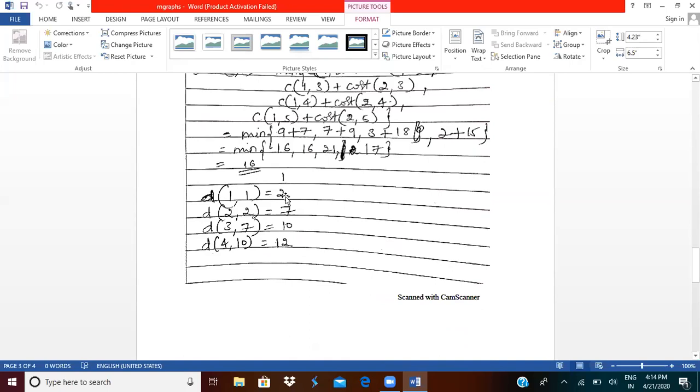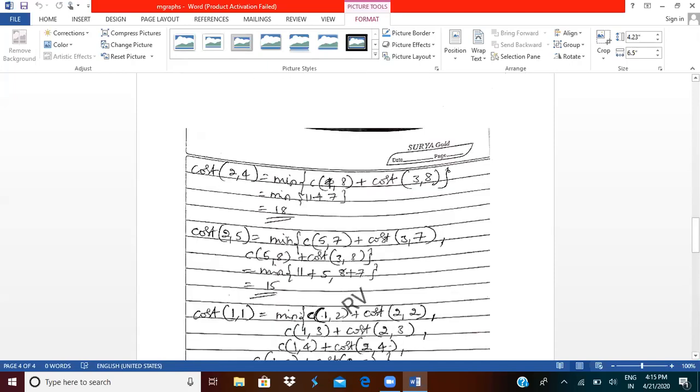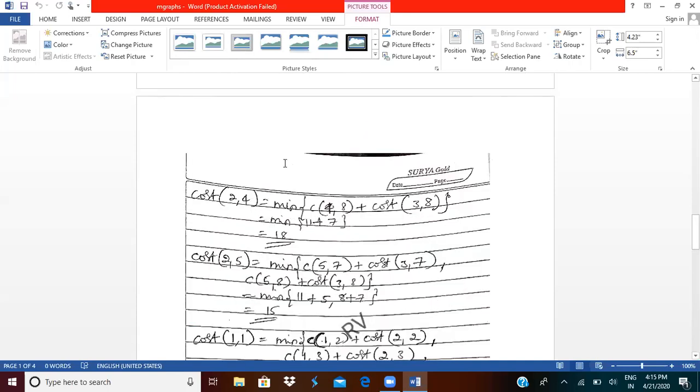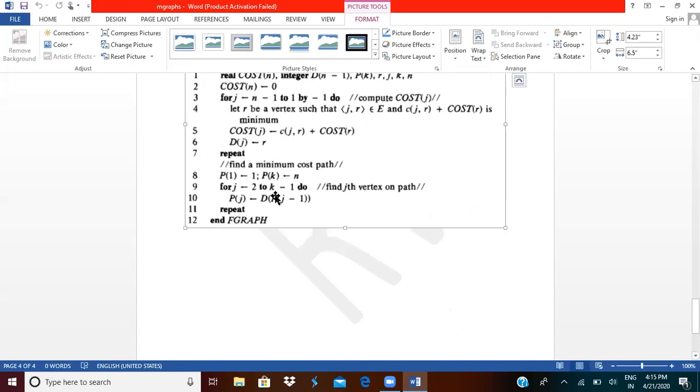Now I'll go back to the algorithm. I'll increment j. J becomes 3. 3 is less than 4. Condition is true. When the condition is true, I should execute this statement. That means P of 3 is equal to D of P of 3 minus 1. P of 3 minus 1 is P of 2. So D of 2, what is the D of 2 value? That you have to refer in the table. D of 2 is 7. That is what I have got here. Now I'll increment J.